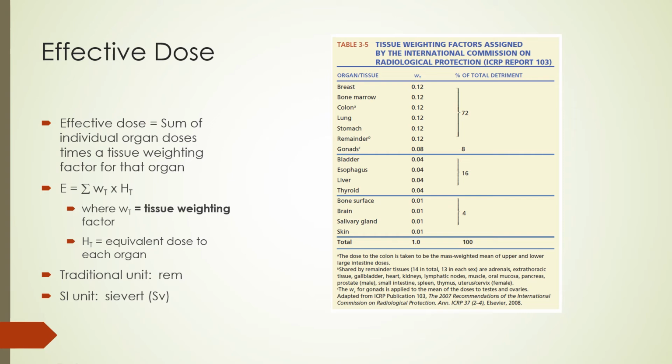Some organs should receive little or no dose if they are far enough away from the skull, so they will make little or no contribution to the effective dose. The traditional unit of effective dose is the rem, but the SI unit is the sievert.